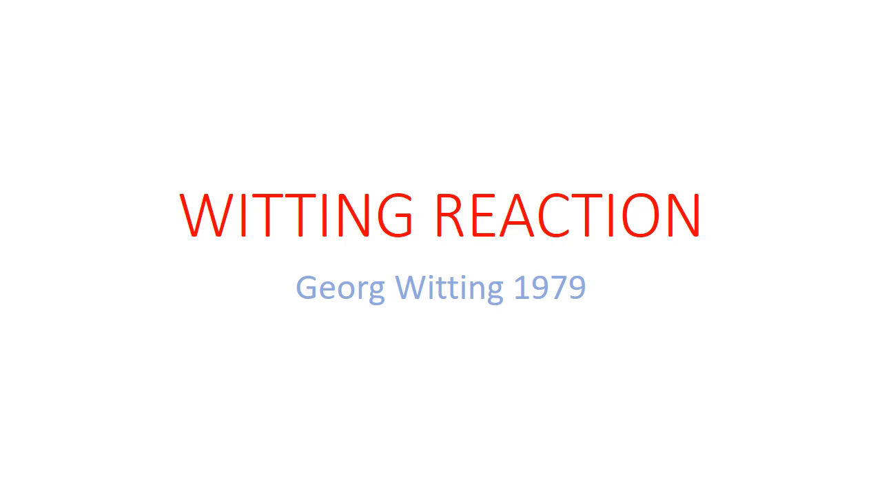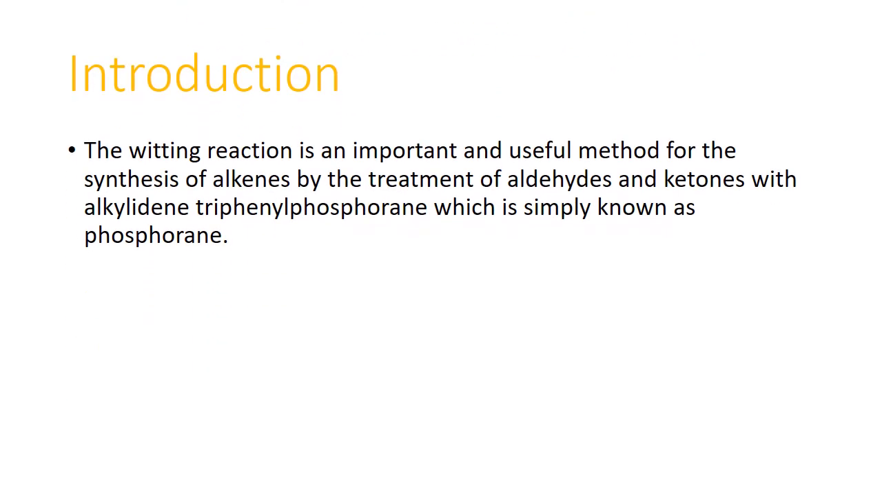Today we are putting our emphasis on the Wittig reaction, which was discovered by a scientist known as Georg Wittig in 1979. In the introduction, the Wittig reaction is an important and useful method for the synthesis of alkenes, which involves the treatment of aldehydes and ketones with alkylidene triphenylphosphorane, which may simply be known as phosphorane.